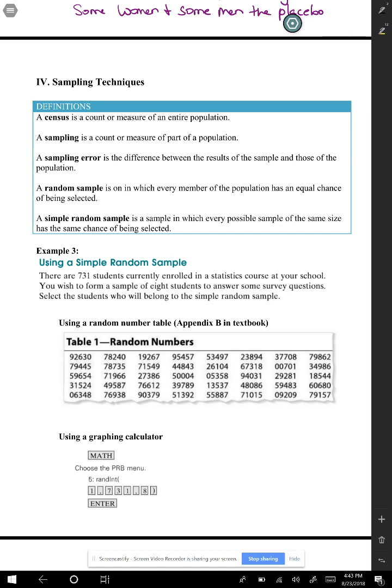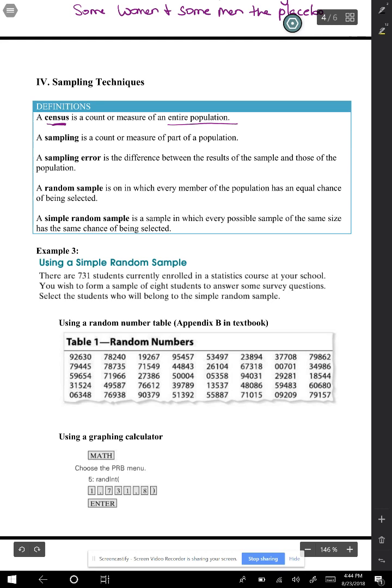The first one is a census, and a census is a count of the entire population. This is something that is not done very often unless you have a small population you're looking at. If you were looking at, let's say, a small university that only had a couple of hundred students, then you could probably conduct a survey or an experiment with the entire population. But for the most part, we don't typically do a census because our populations are usually too large.